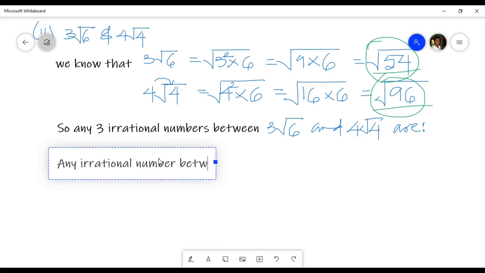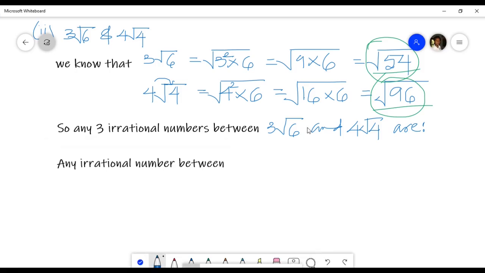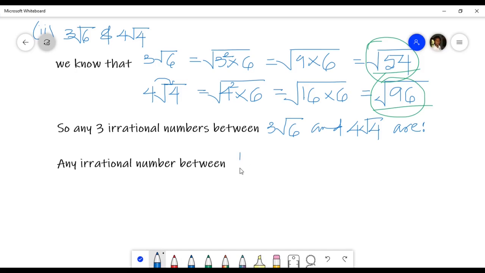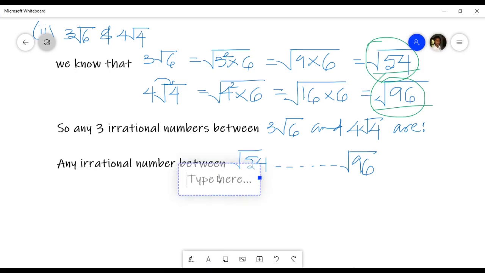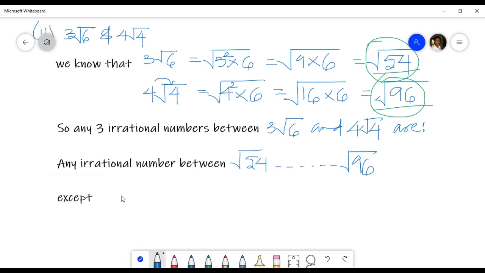You have to pick any three irrational numbers, but like I said, those irrational numbers should not be perfect squares. So for any irrational number between root 54 and root 96, I will just give a dot or a short line to denote numbers between 54 and 96. So it would be like root 54, root 55, root 56, root 57, root 58, and till root 96.